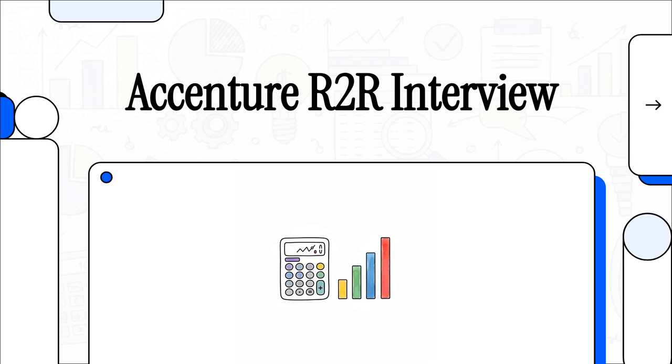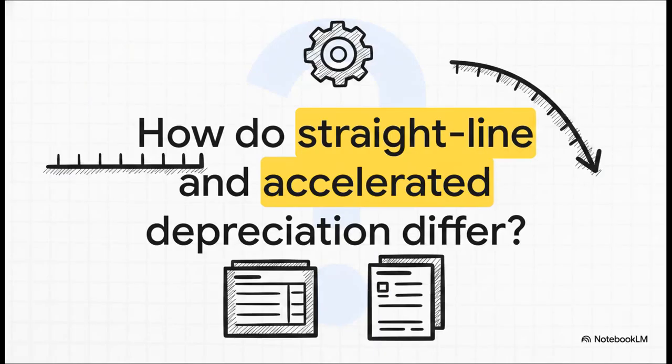Today, we're dissecting the exact source material you need to not just answer, but completely master one of the most critical accounting interview questions you'll ever face. We are going to turn the core concepts of asset accounting into your ultimate competitive advantage. So here's the question you need to be ready for. How does straight line and accelerated depreciation differ?